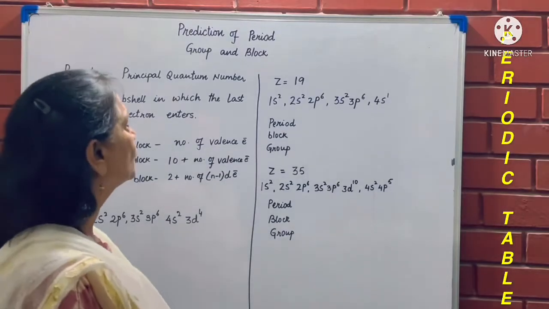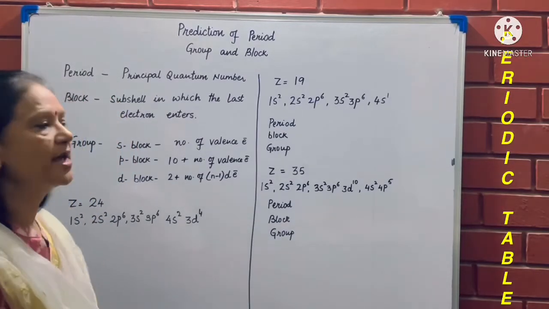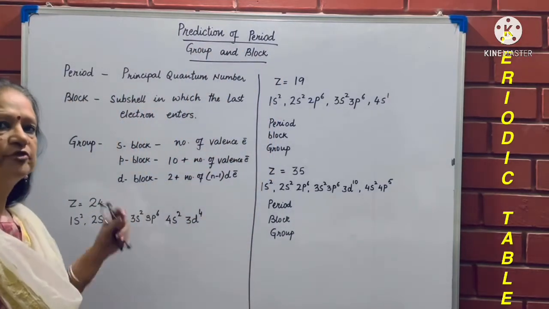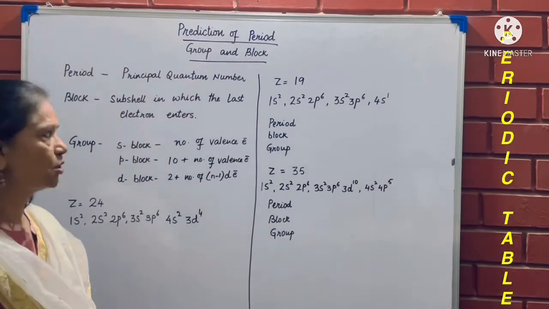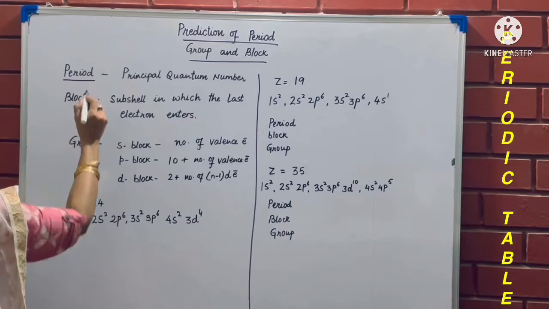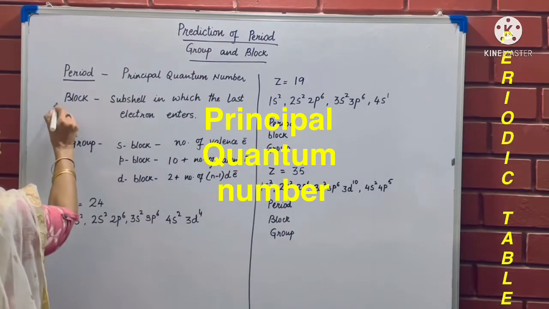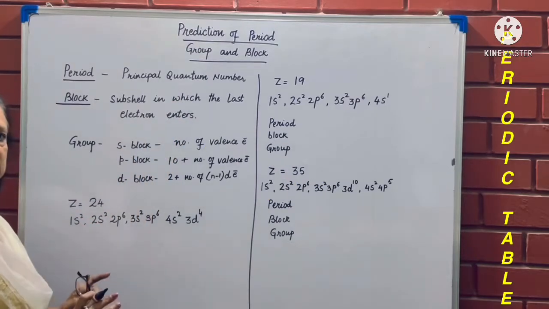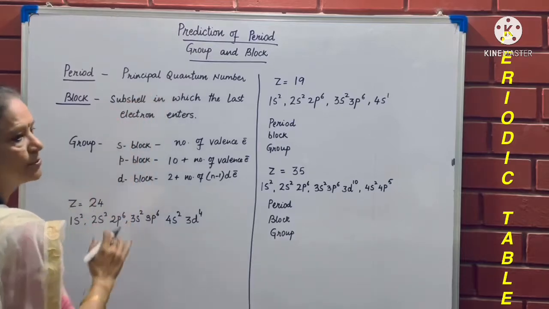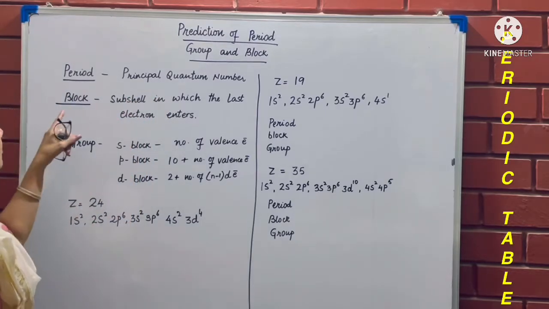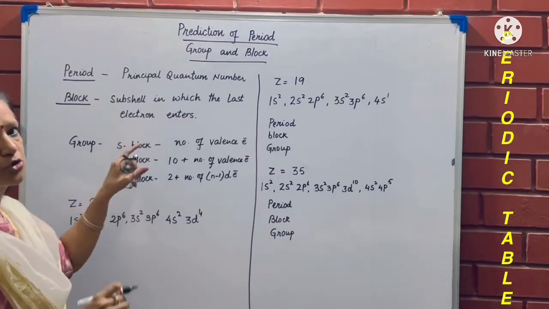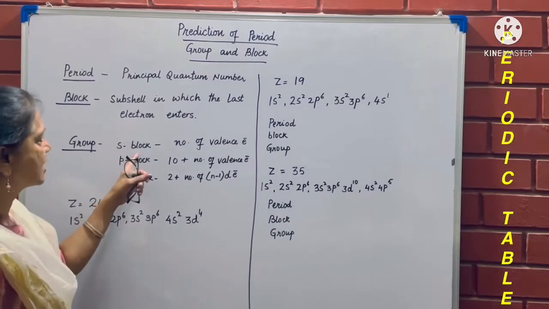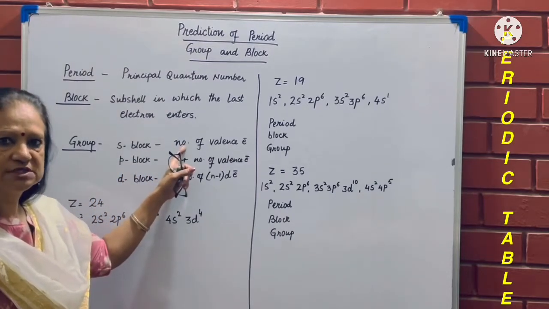Let us look at how we are going to predict the period, group and block of an element in the periodic table. How will I get to know which period it belongs to, which group and which block? The period is seen from the principal quantum number. Block is seen from the subshell in which the last electron enters. So when we write down the electronic configuration, first we check the principal quantum number, which tells us the period. Block is shown by the electron which has gone to the last subshell. Then group is different for different blocks. For S block elements, the number of valence electrons tells us this.